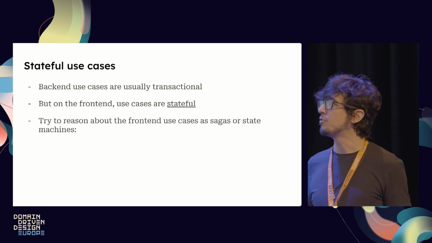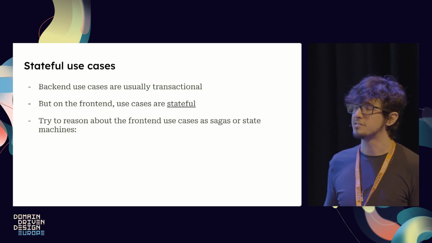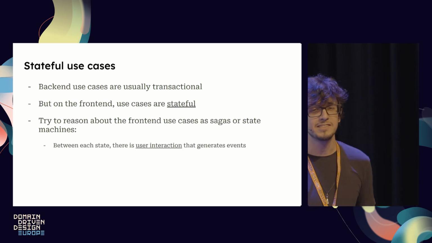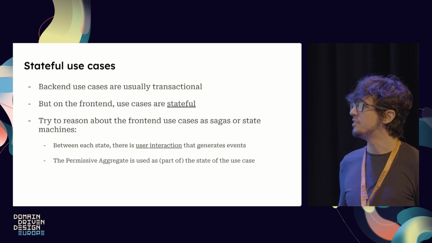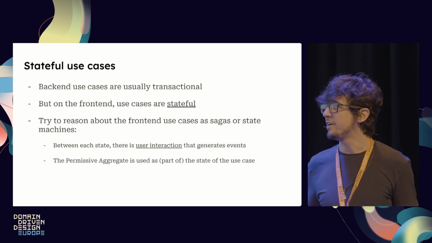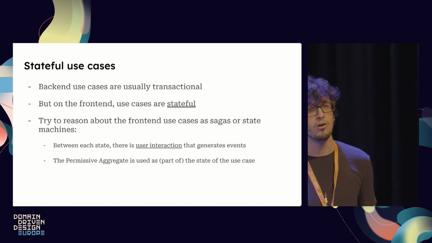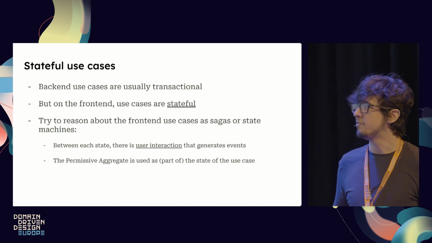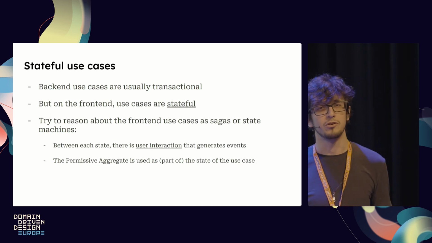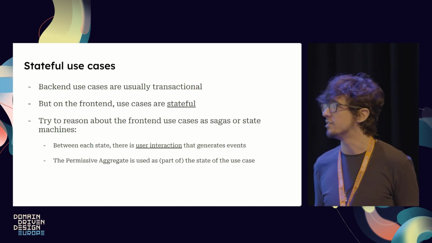So try to reason about front-end use cases as if they were the implementation of the saga pattern or state machines, in a way that between each state of that use case, there's going to be user interaction that generates new events. And then the permissive aggregates can be used at least as part of the state of that use case. This is the whole reason why the permissive aggregate is necessary here, because we're going to need some domain rules to be ensured inside the use case that is stateful.